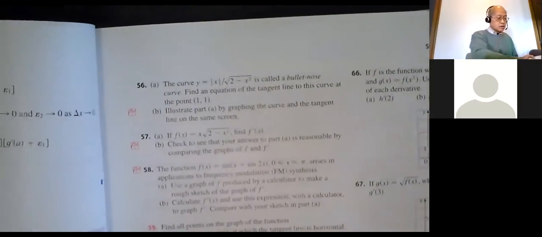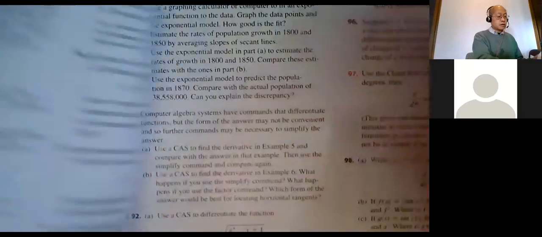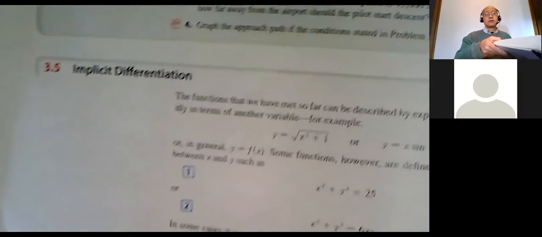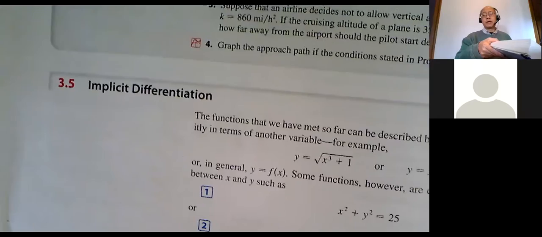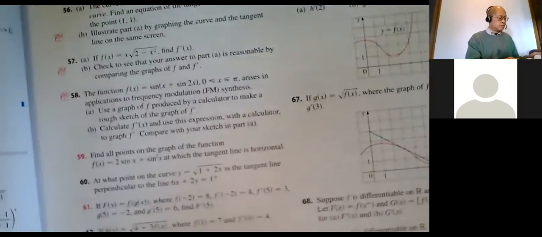All right, then the only other one that I wanted to show you was 65, and then I'll get started on the next section, which is something called implicit differentiation. This is the section where we're actually going to be plugging in for x and y, perhaps, not just x. So far, it's only been x.